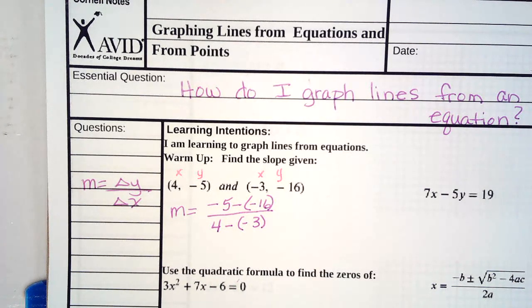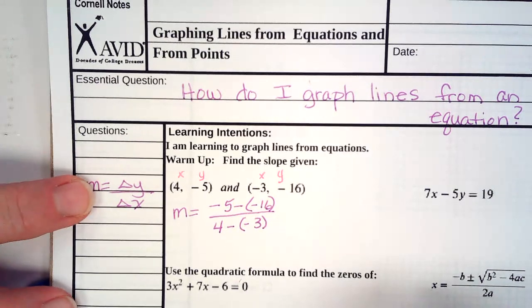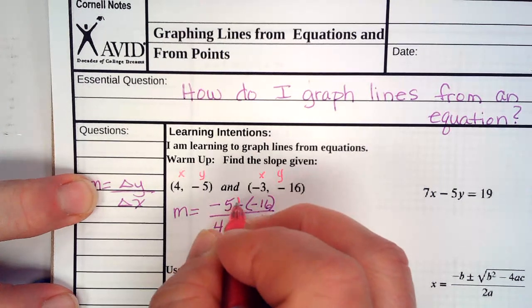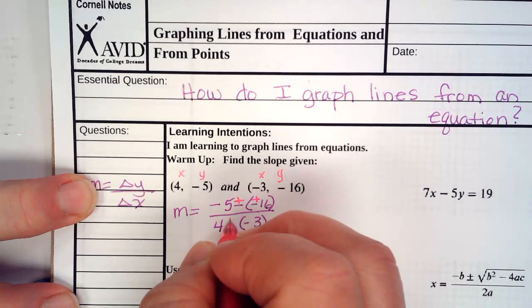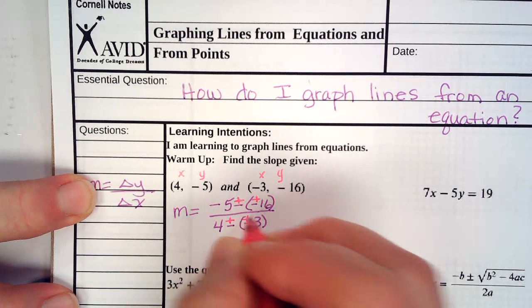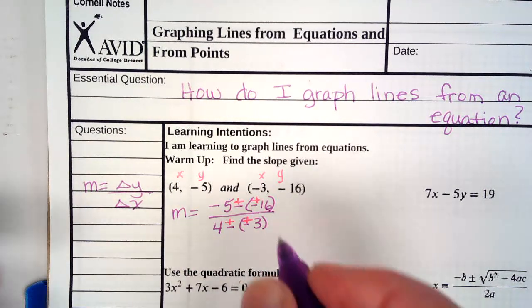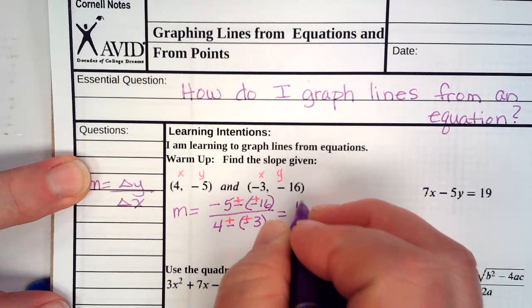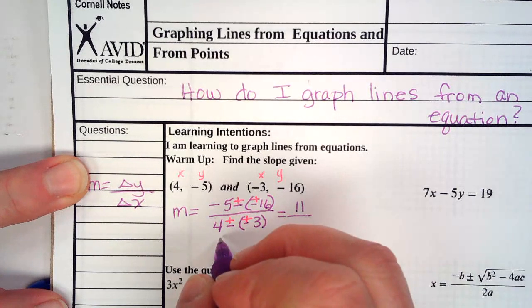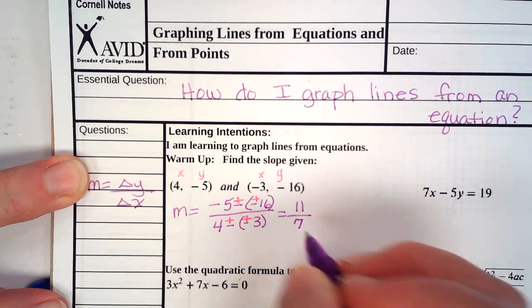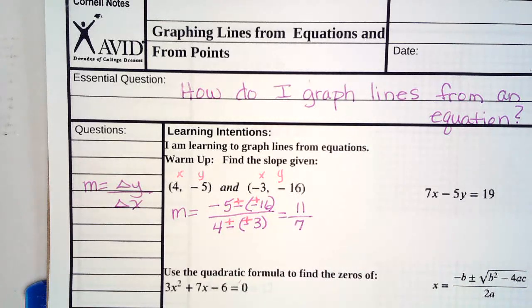Even though those are negative numbers, you still have to subtract. We know we do not subtract, but we add the opposite. -5 plus 16 is 11. 4 plus 3 is 7. 11 over 7 is our slope.